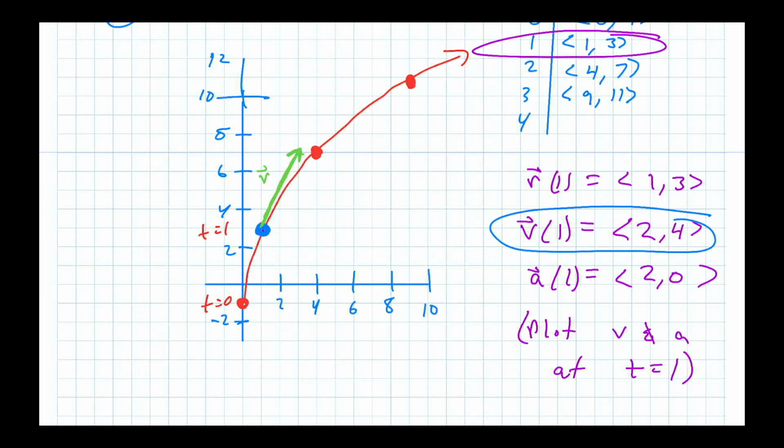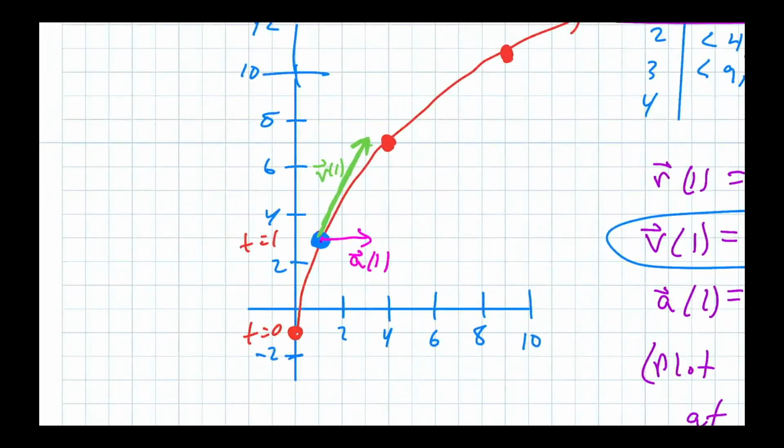Now the other vector that we can plot is the a of 1. A of 1 is 2 comma 0. You could also plot that right here. So it's 2 comma 0. If you plot that vector, that's just 2 in the x direction, 0 in the y direction. So that's the a, the a of 1. And this was v of 1.